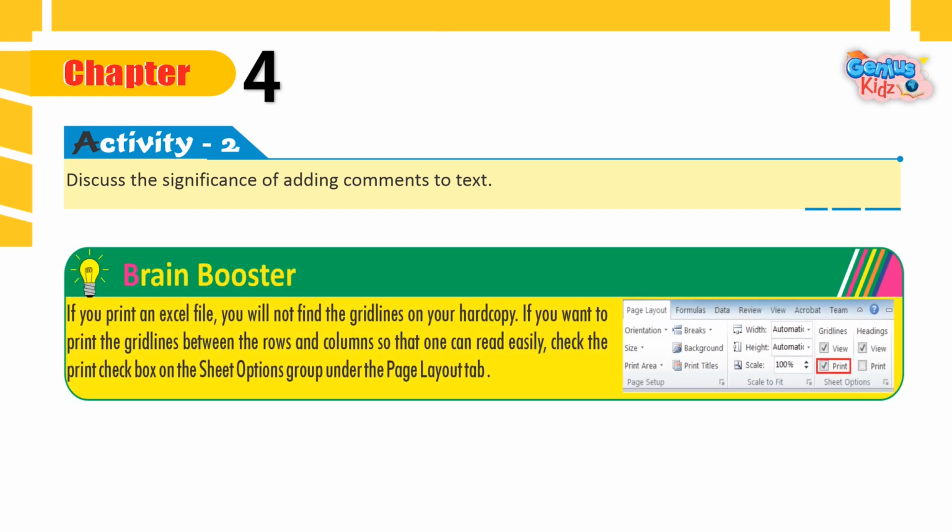Brain Booster. If you print an Excel file, you will not find the grid lines on your hard copy. If you want to print the grid lines between the rows and columns so that one can read easily, check the Print checkbox on the Sheet Options group under the Page Layout tab.